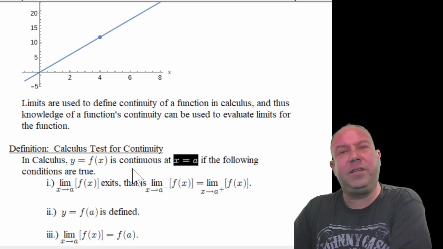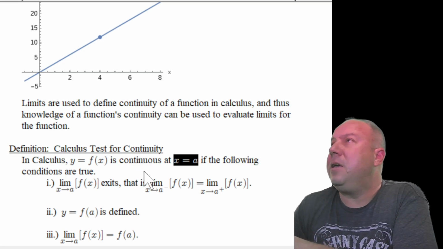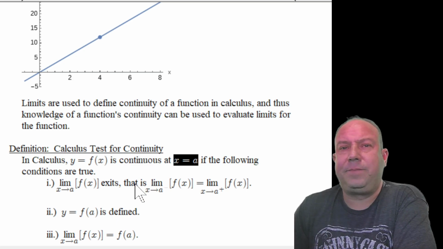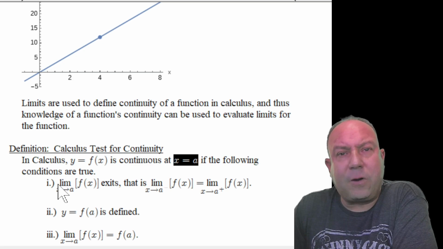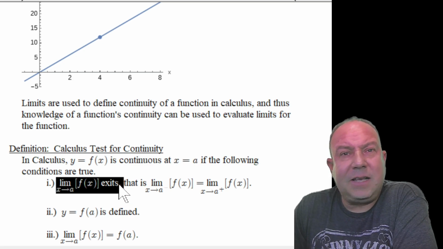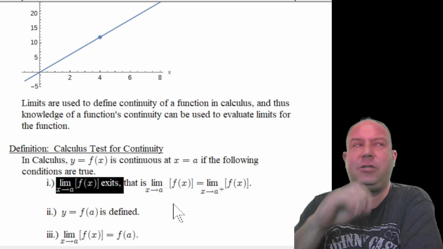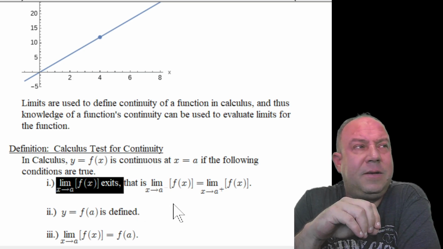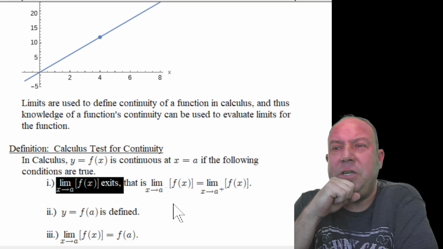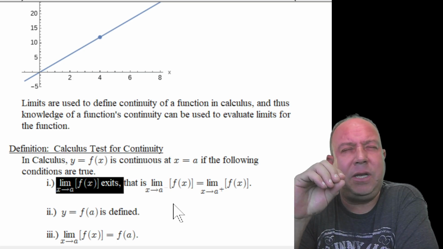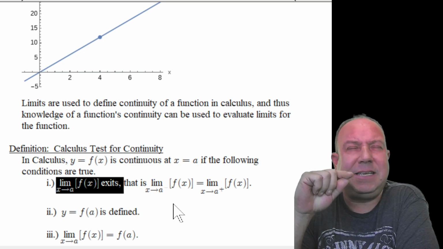If any one of these conditions is not true, it's going to fail this test and we're going to have discontinuity. The first test is that the limit as x approaches a for f of x, the two-sided limit at that value of x equal to a, where you're interested in continuity, must exist.